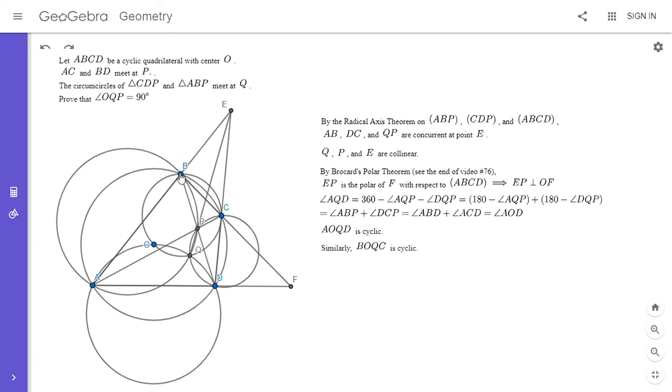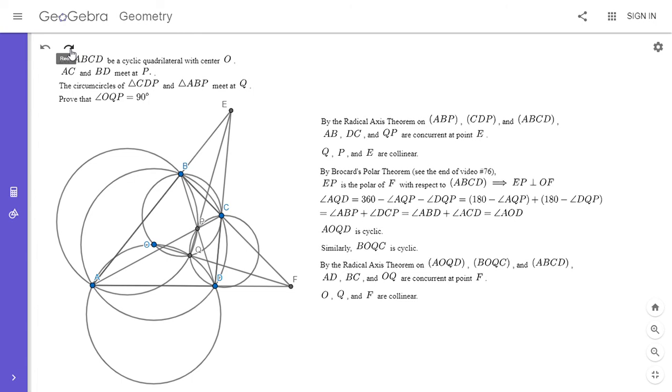So if we have BOQC, AOQD, and the circumcircle of ABCD, well, the three radical axes of those are AD, BC, and OQ, and they have to be concurrent, and in fact, they have to concur at point F. So we're getting kind of lucky here, but from this fact, it's clear that OQ and F have to be collinear. And so from there, we've essentially solved the problem. Because if OQ and F are collinear, well, we set up here that EP is perpendicular to OF. So that's the same as saying EQ is perpendicular to OF. And that means that angle OQP has to be 90 degrees, which solves the problem.